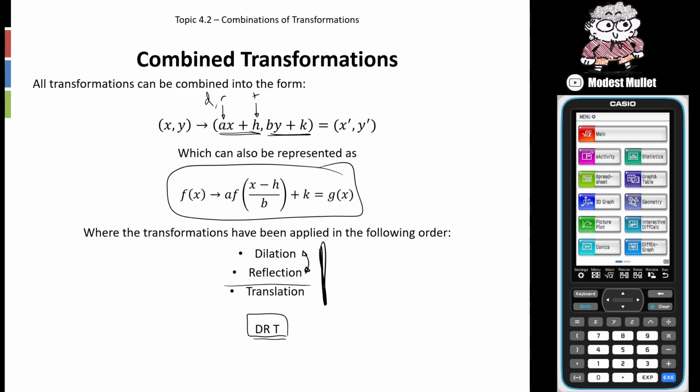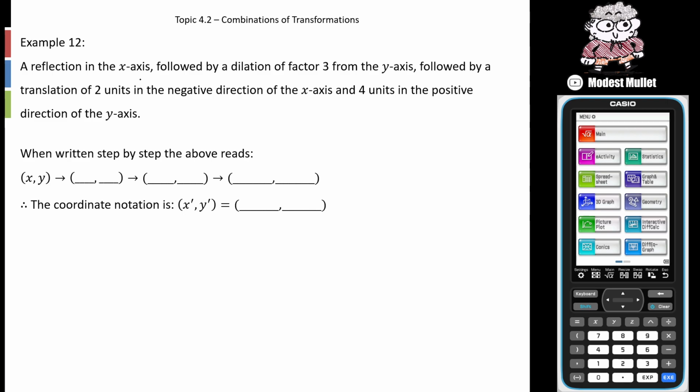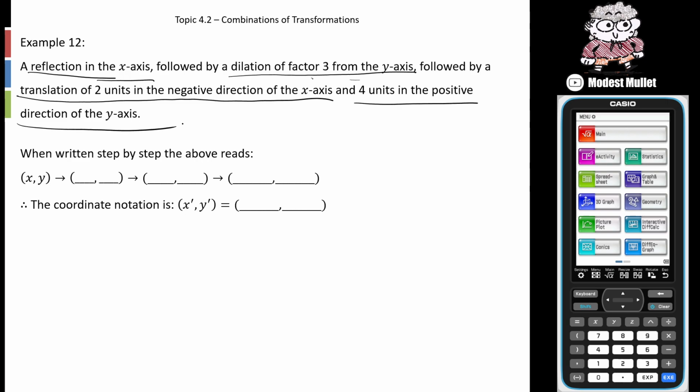First, let's build this in coordinate form. So reflection in the x-axis, followed by a dilation of factor 3 from the y-axis, followed by translation 2 units in the negative direction of the x-axis, and 4 units in the positive direction of the y-axis. So we've got 4 transformations there. So let's apply them in order. We're going to go 1, 2, and then 3 and 4 together here. We'll do both translations there.